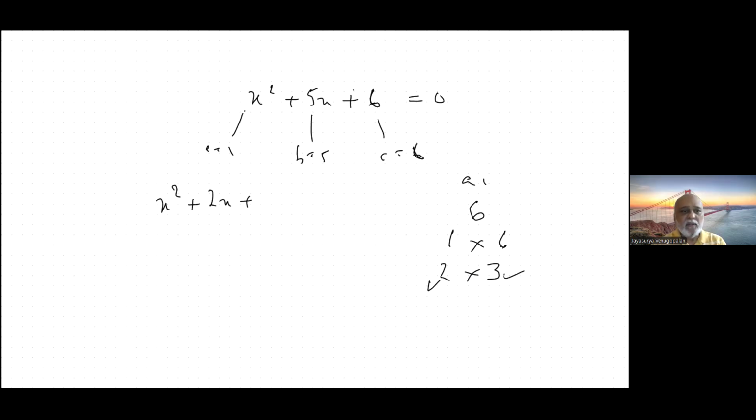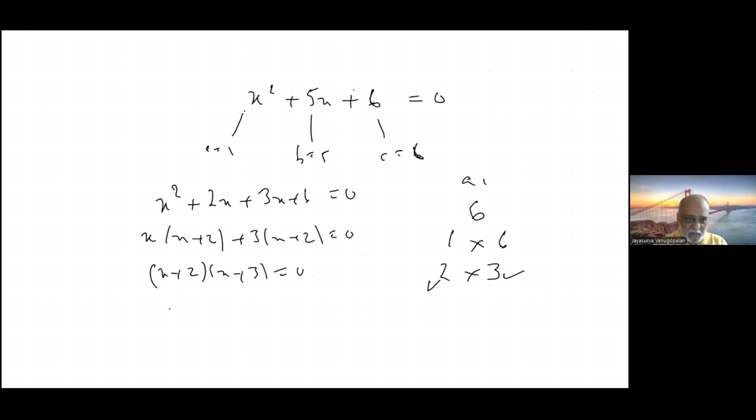Then I factorize: x into x plus 2 plus 3 into x plus 2 is equal to 0, or x plus 2 into x plus 3 is equal to 0. So x is equal to minus 2, because x plus 2 is 0 means x is minus 2, or x plus 3 is 0 means x is minus 3. So x is equal to minus 2 or minus 3.